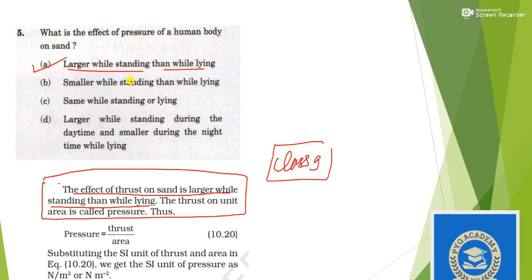You can think of it also: when you are standing, your foot is like this, a small area, but when you are lying, the area becomes larger, so the pressure decreases. So larger while standing than lying. Let's come to the next question.